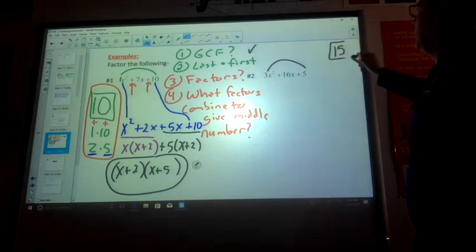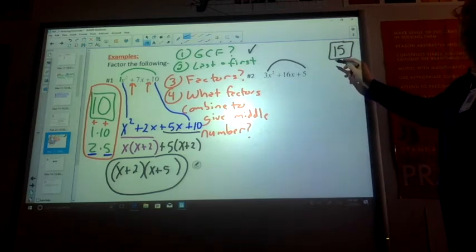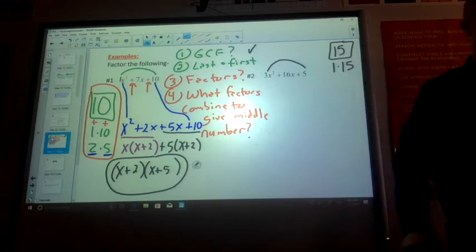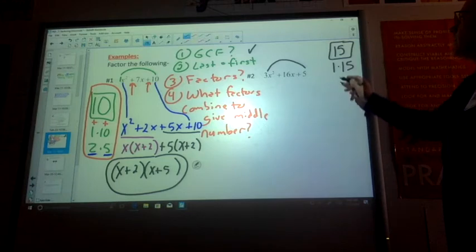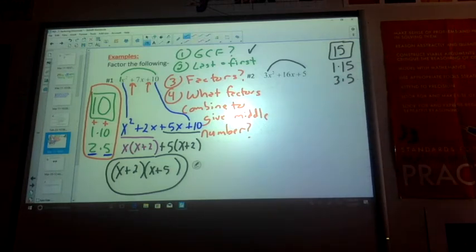So that's kind of like what we're trying to get to. Okay? So I want to figure out what times what gives me 15. I know 1 times 15 gives me 15. Do you feel comfortable with that? What else gives me 15? 3 and 5. Is there any other whole numbers that you know of that you can multiply together to give you 15? We're good. We have all the factors of it, yes?